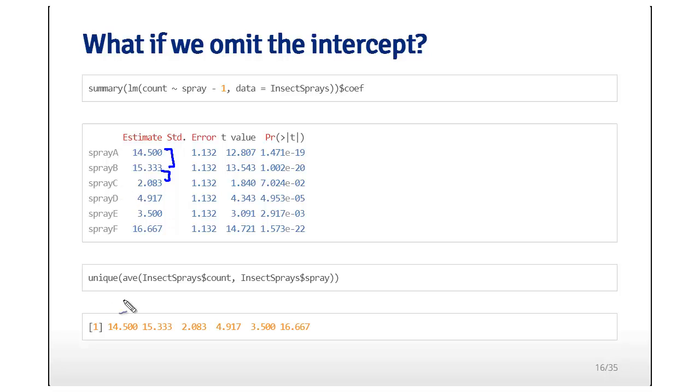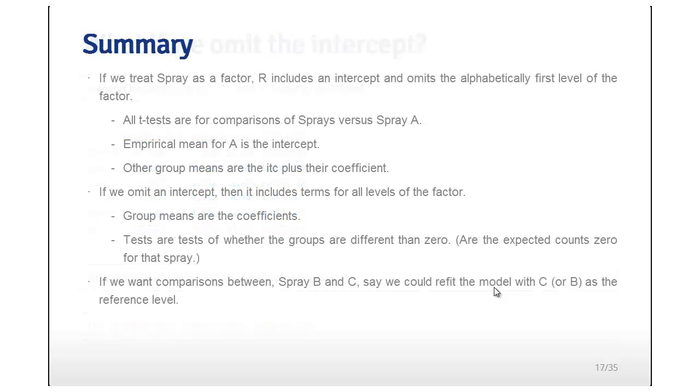Oh, here I actually do, where I just take the average within each of the groups, and you can see it's 14, 15.2, 4.9. That's exactly what we got right here. Okay, so at any rate, my points.